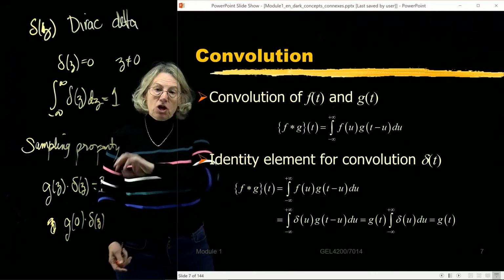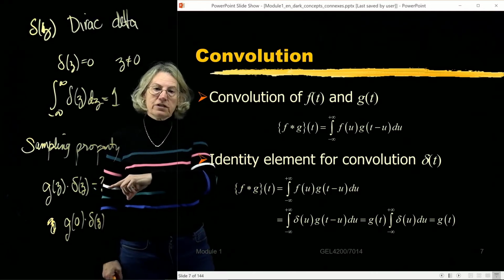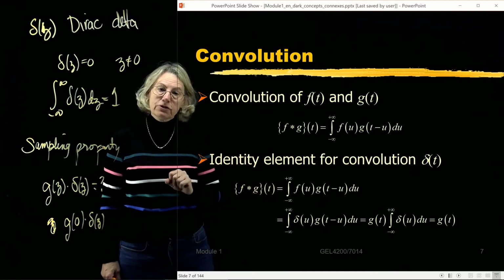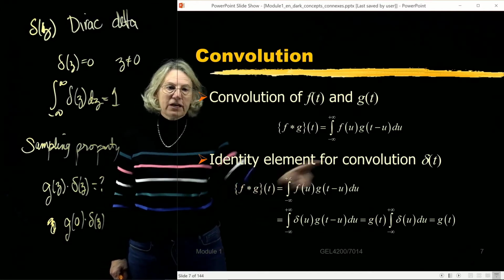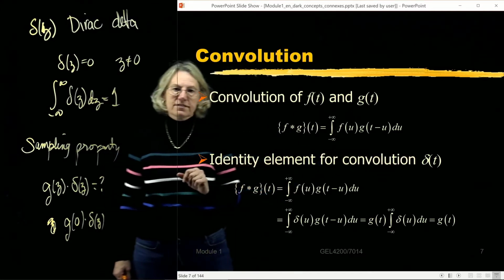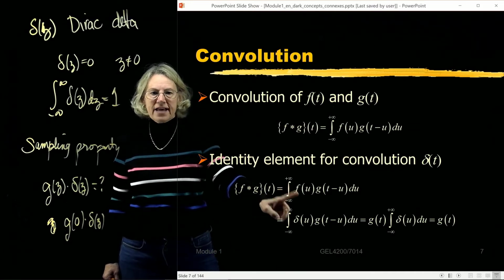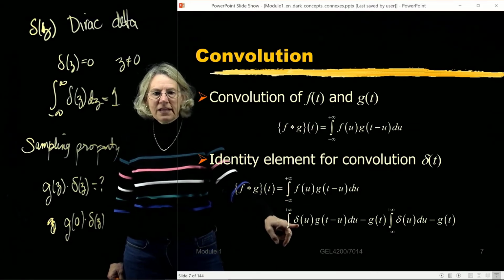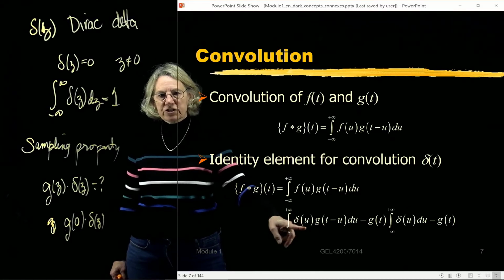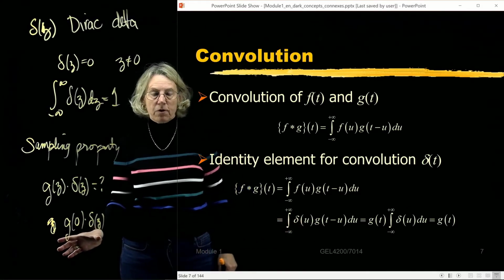So now I can show you why the delta function is the identity element for the convolution. Let's just put f equal to the delta function in this definition of a convolution integral. So I replace f by delta. Now I have the product of these two functions, and I'm going to use this sampling property.